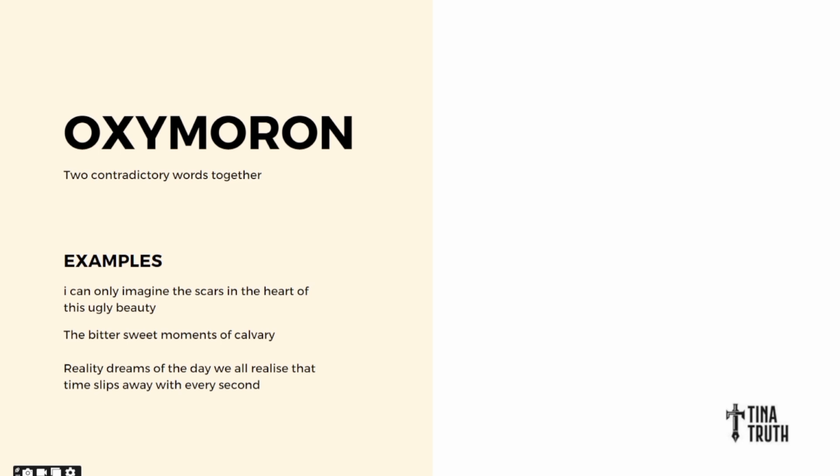Now, oxymoron is two contradictory words together. Two contradictory words together. This is easy to understand. This is not a complex thing at all. So once you see oxymoron, you should just know. See the first example here. It says, I can only imagine the scars in the heart of this ugly beauty. Ugly beauty, for real? Seriously? Ugly beauty? And that is oxymoron, because you're putting two contradictory words together, two opposites. What do you mean by ugly beauty?